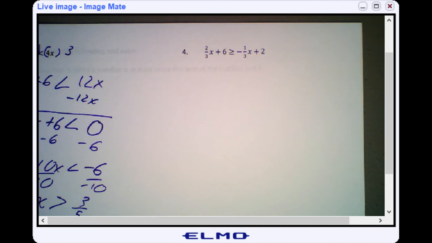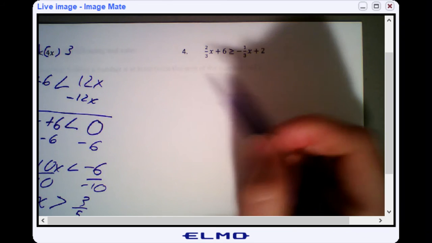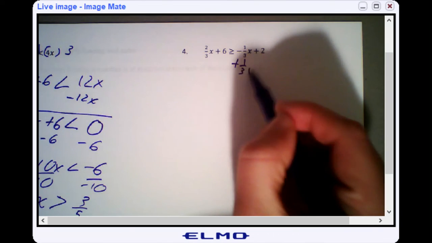For this inequality, I have 2/3 x plus 6 is greater than or equal to negative 1/3 x plus 2. See the fractions? They are coefficients of the x, so I'm not going to multiply yet. I'm going to get the x's on one side, numbers on the other. So I like my x's to be on the left. I'm going to add 1/3 x.